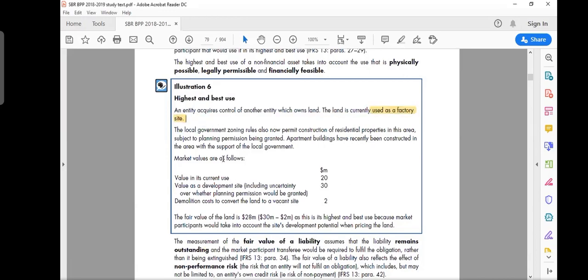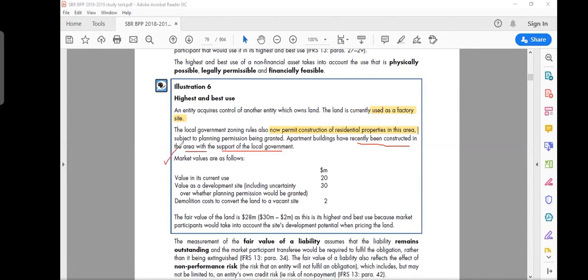The local government zoning rules also now permit construction of residential properties in this area. So there is some change in the rules. Okay. So before it was a factory land, before you were using the land as a factory, but now you have permission to use this land as residential construction, subject to planning permission being granted. Apartment buildings have recently been constructed in the area with the support of the local government.